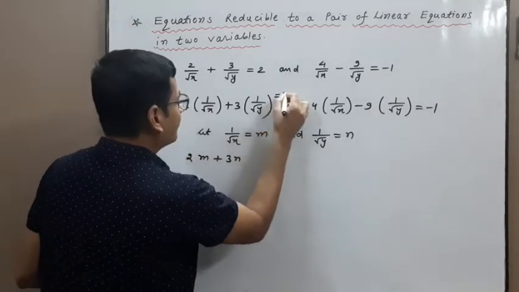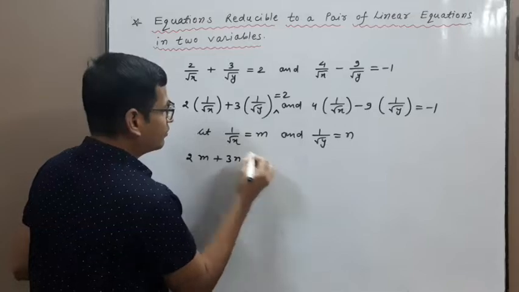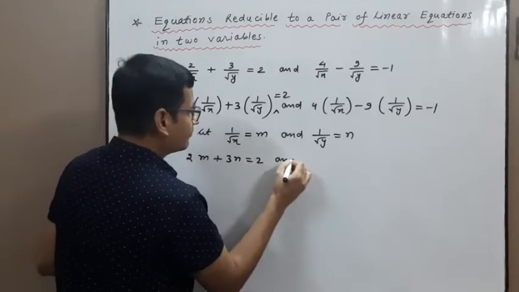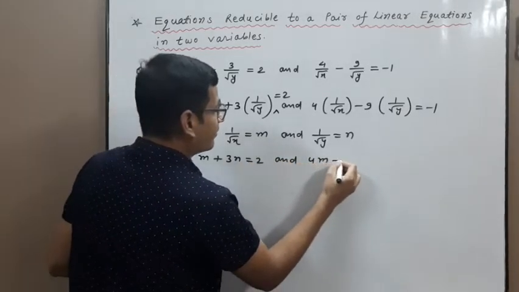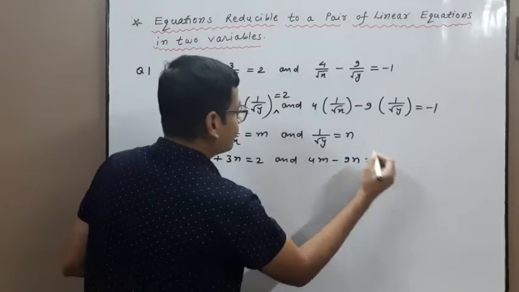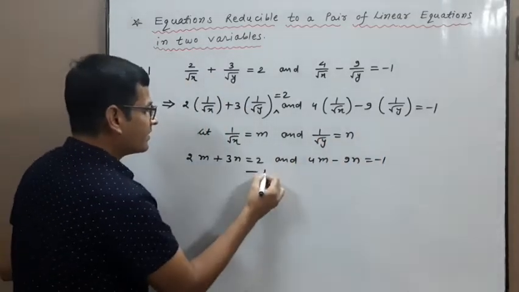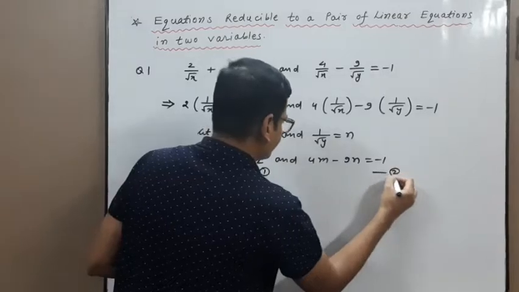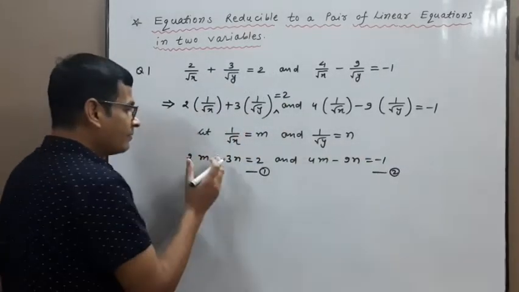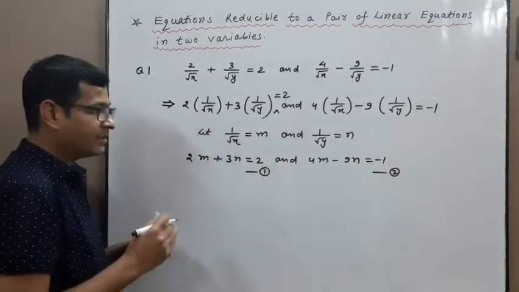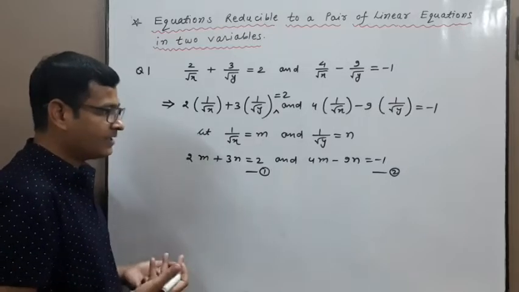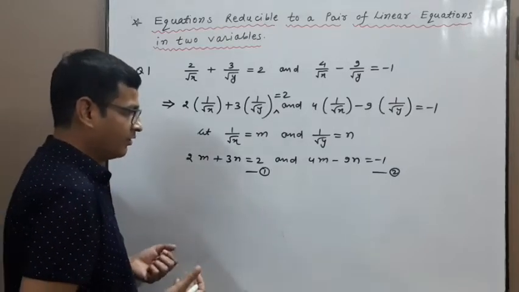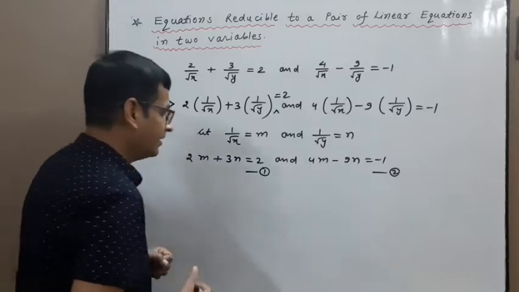equal to 2, and 4m minus 9n equal to minus 1. Call them equation 1 and 2. Now simplify these two equations either by substitution method, elimination method or cross multiplication method, whichever you like. Normally we use the elimination method.